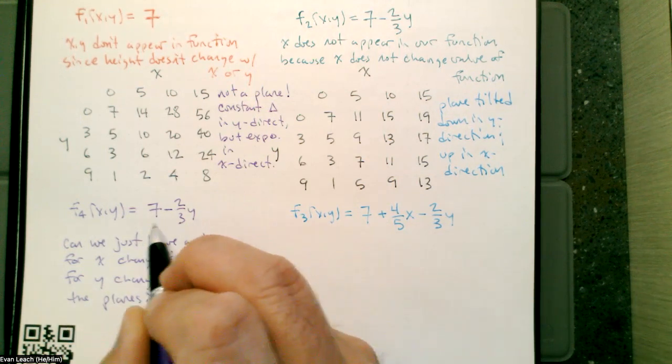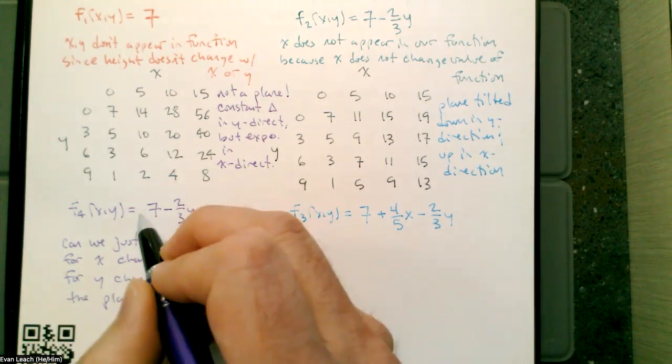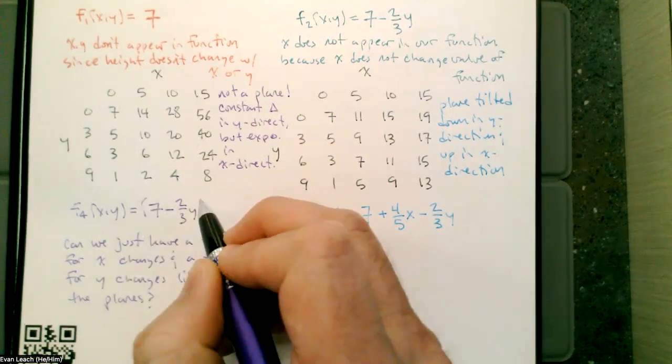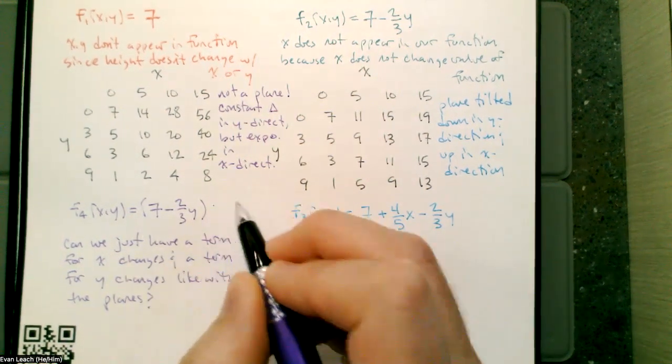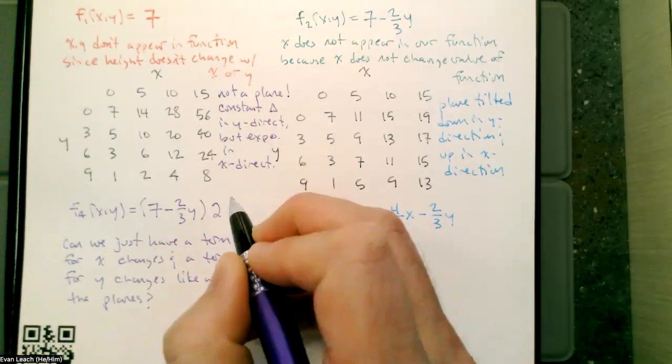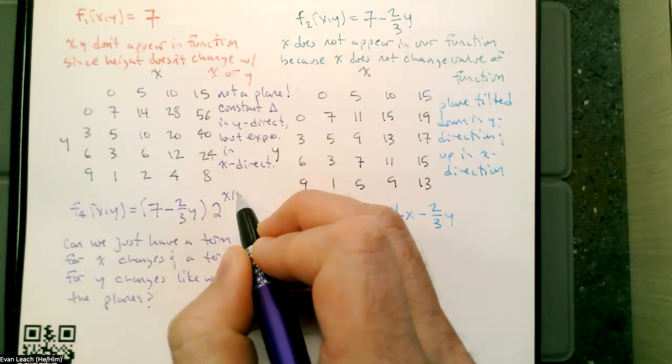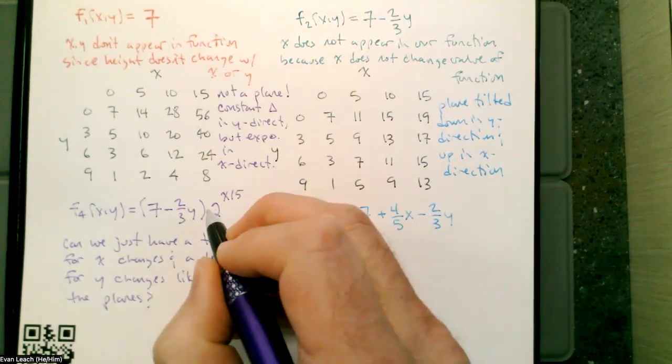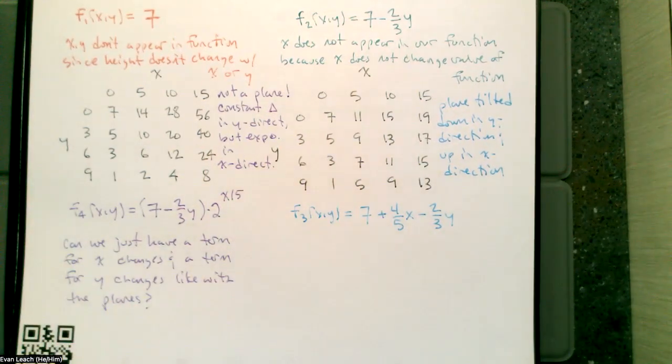Oh wait, should I multiply everything? Just like do this times, and how do I multiply by 2 every 5 units? That'll multiply by 2 every 5 units. Is that going to work? Could it be that simple? How can we find out?